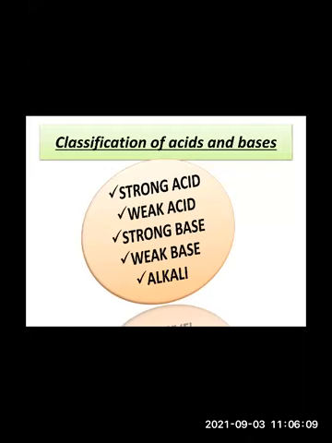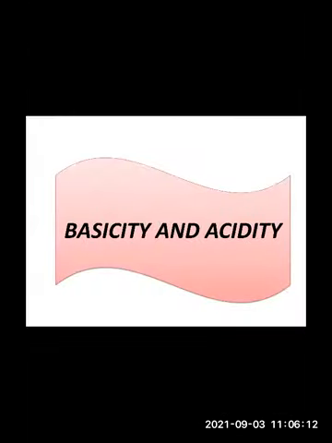Okay, now moving to the next slide. We are going to learn about basicity and acidity. What is basicity and acidity? Now, basicity of acids. What is basicity of acid? The number of H plus ions obtainable by the dissociation of one molecule of an acid is called as basicity. How many molecules of H plus ions are obtained? That is called as basicity of the acid.